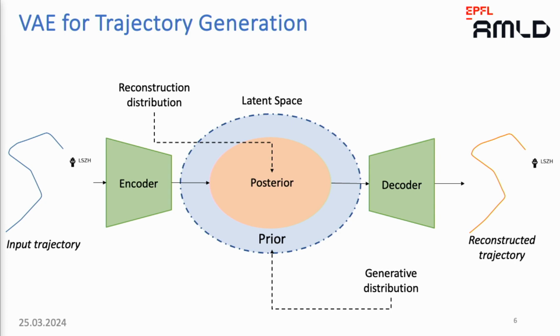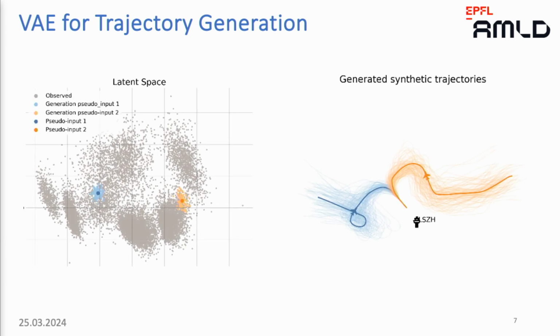The decoder simply takes an input that has been sampled within the latent space and decodes it back into a trajectory. So if I take an input for the decoder from the posterior distribution, I will reconstruct an observed trajectory. But if I take an input from the prior distribution, I will generate a completely new trajectory. This is my generative distribution. And this is what I did actually here.